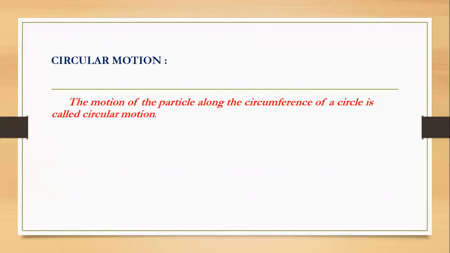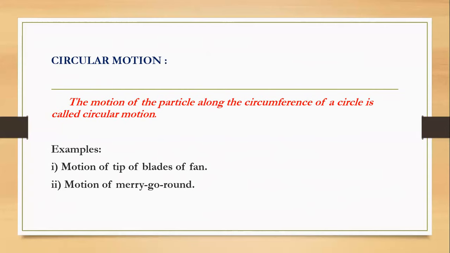Circular motion. So what is circular motion? Motion along the circumference of a circle is circular motion. Examples: motion of the tip of the blades of a fan is circular motion. Motion of a merry-go-round is circular motion. Motion of a satellite around the planet is circular motion. These are the examples of circular motion.